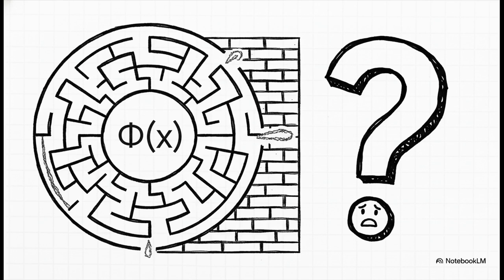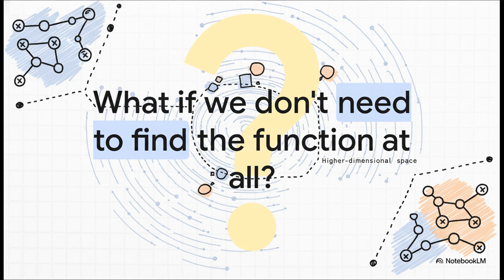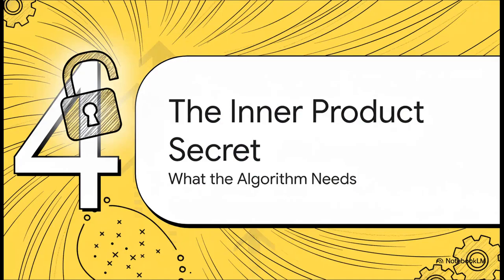So it seems like we've hit a dead end. Are we just stuck? Well, what if we've been asking the wrong question? What if we don't actually need to find the function at all? This is where the whole thing gets so incredibly clever. What if there was a way to get all the power of that higher dimensional space without ever having to define the function, and without ever actually going there? So this leads us to the inner product secret, what the algorithm really needs.